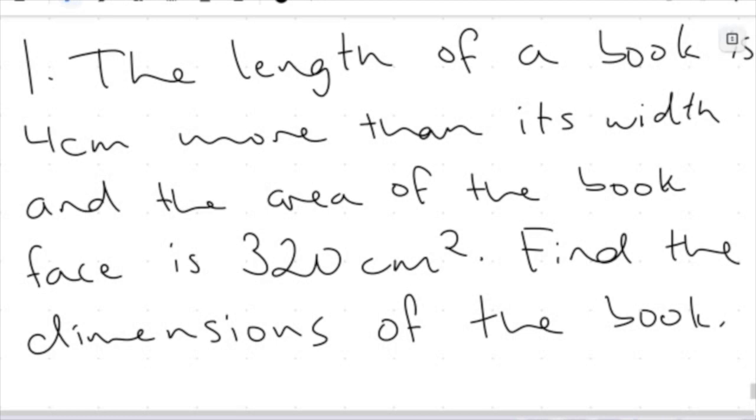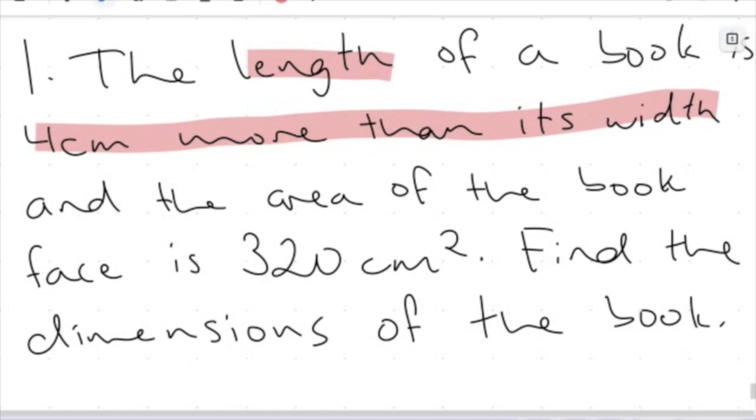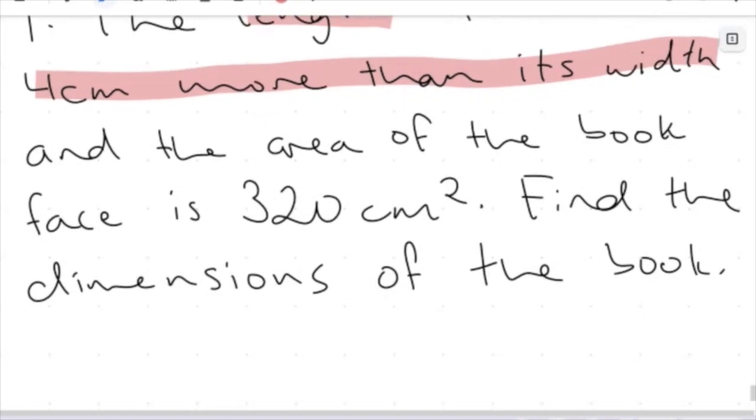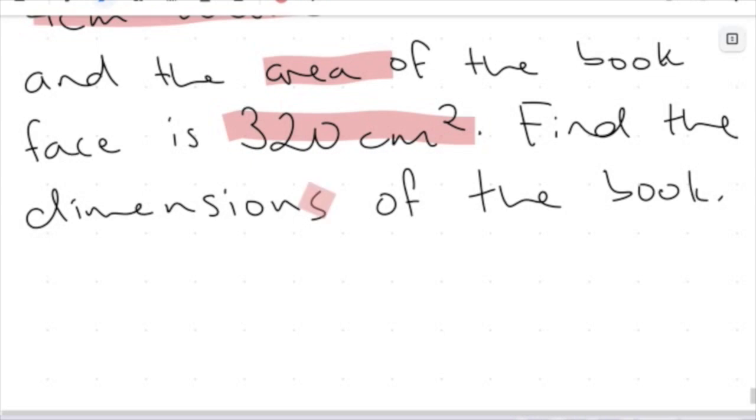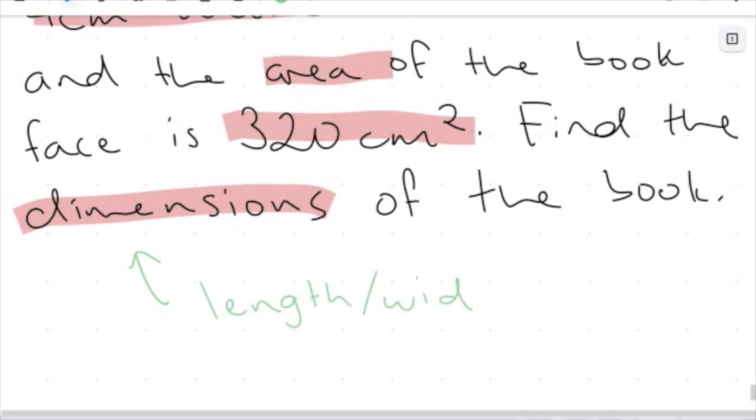Okay, so when starting any worded questions, we want to first just underline some of the key ideas. So the length of the book is 4 centimeters more than the width. It's 4 more centimeters than the width, and the area is 320 centimeters squared. And we want to find the dimensions here. So by the dimensions, they mean we want to find the length and the width here.